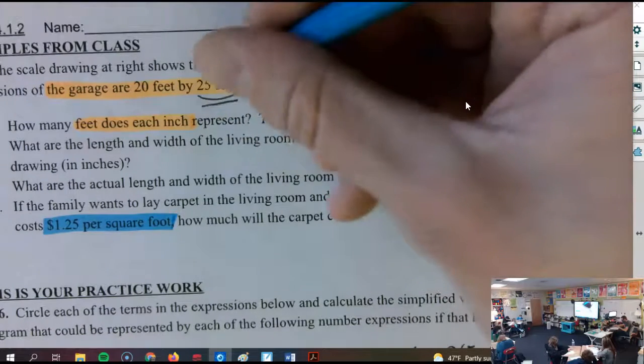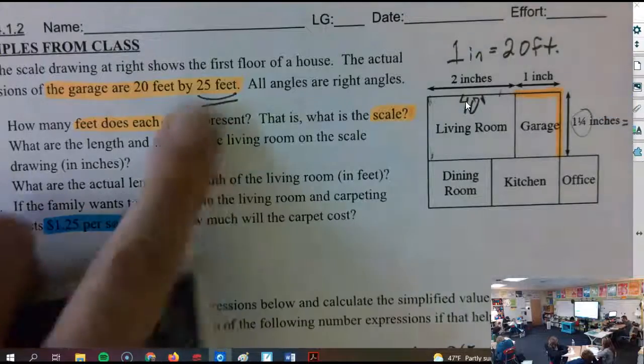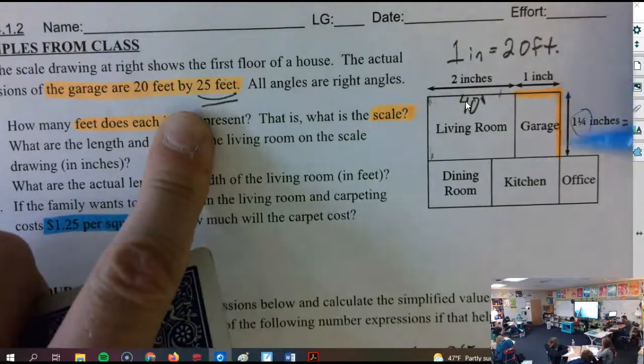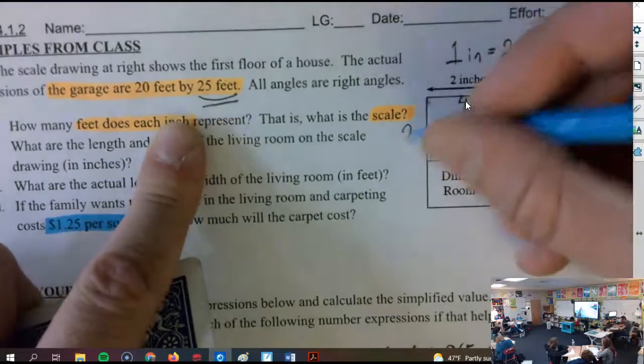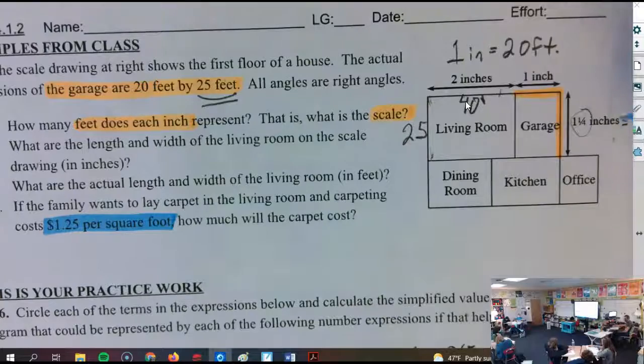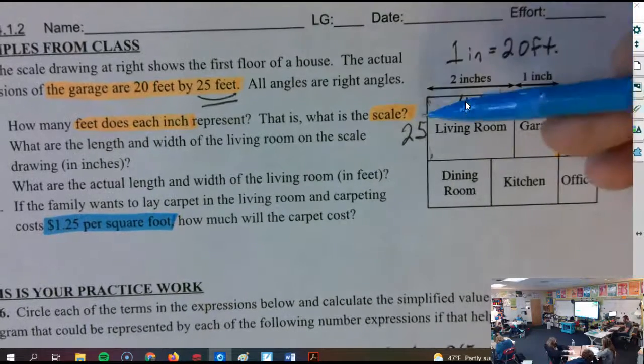Oh, they told us this. I don't have to do this because they told us. The garage is 25 feet. But if I check my math, that works out with our scale. That 1.25 of 20 would be 25.